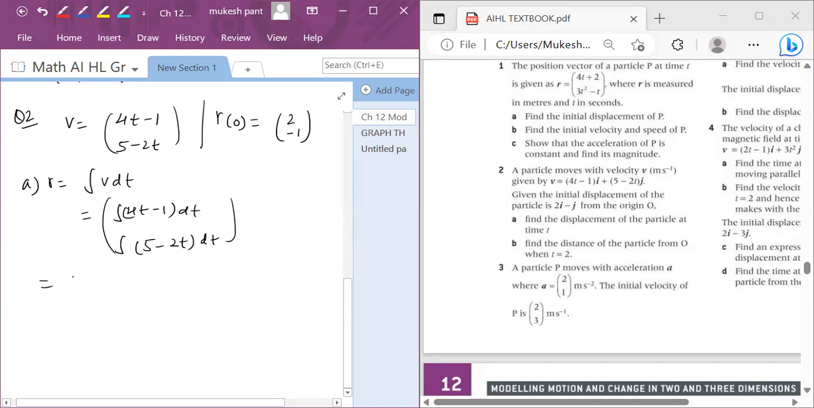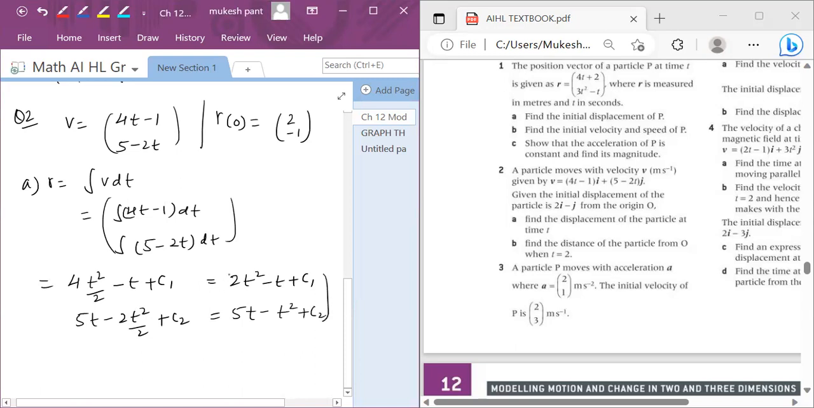understand each and everything. This is 4 times t square over 2 minus t plus c1, and this is 5t minus 2t square over 2 plus c2. I'm taking c1 and c2 because we will have to take two constants, that's why. So this is 2t square minus t plus c1, and this is 5t minus t square plus c2. Okay, so this is the displacement vector r(t), right?